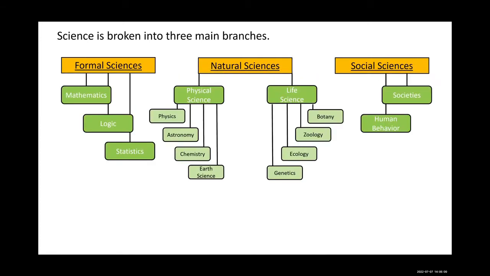So science is broken down into 3 main branches. We have formal sciences, natural sciences, and social sciences. Our formal sciences consist of things like mathematics, logic, and statistics. These are things for which we can typically find exact answers. Then we have our natural sciences, and those are subdivided into physical science and life science. Life science would consist of things like botany, zoology, ecology, and genetics. Physical science would be things like physics, astronomy, chemistry, and earth science.